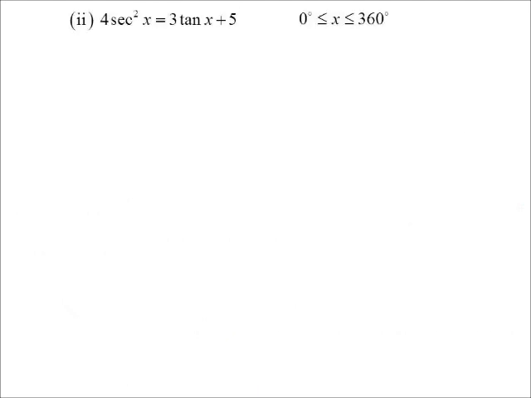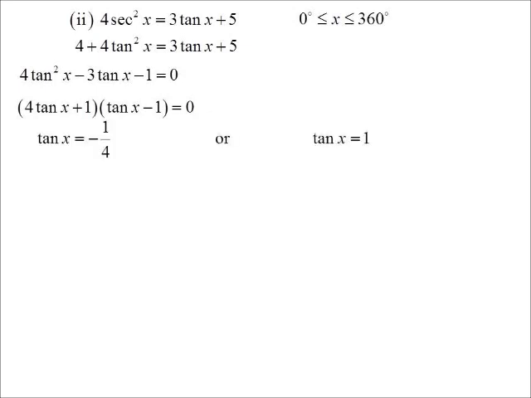We saw ones like this, where 4 sec squared x equals 3 tan x plus 5. And what we wanted to do is to get the actual trig the same. And we made use of the idea that, hang on, sec squared, that's the same as 1 plus tan squared, so 4 sec squared would be 4 plus 4 tan squared. We can create a quadratic equation. And this one factorises nicely. So either tan x equals minus a quarter or tan x equals 1.